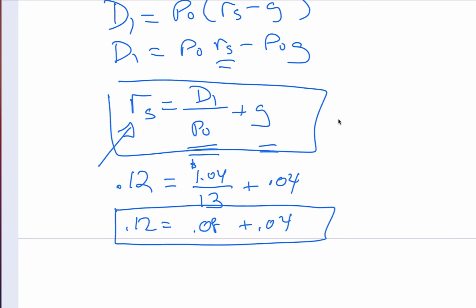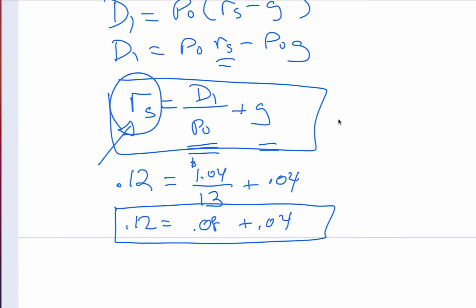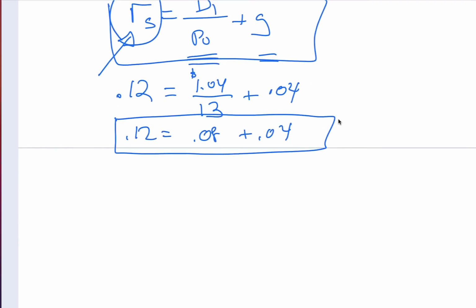So what do you really see here? You see that a required rate of return is like a total return. It reflects the cash flow yield, which comes from dividends, plus the growth in capital gains. That's what g is. g is not just the dividend growth rate. It's also the increase in the stock price over time. Will the stock price really grow at 4%?